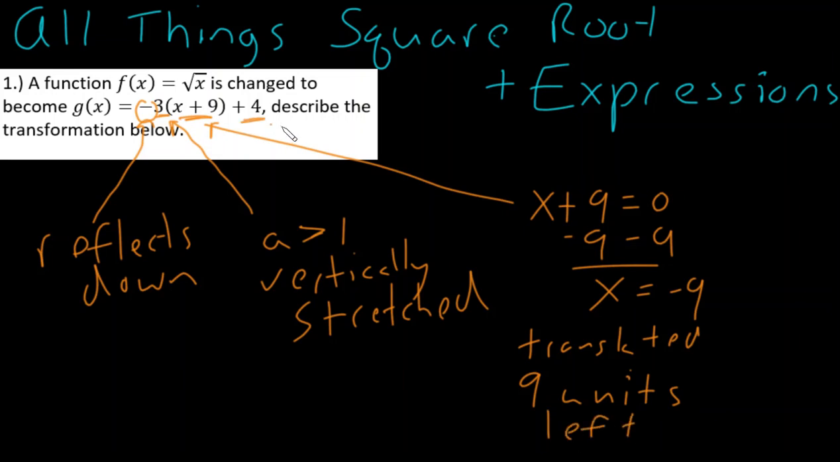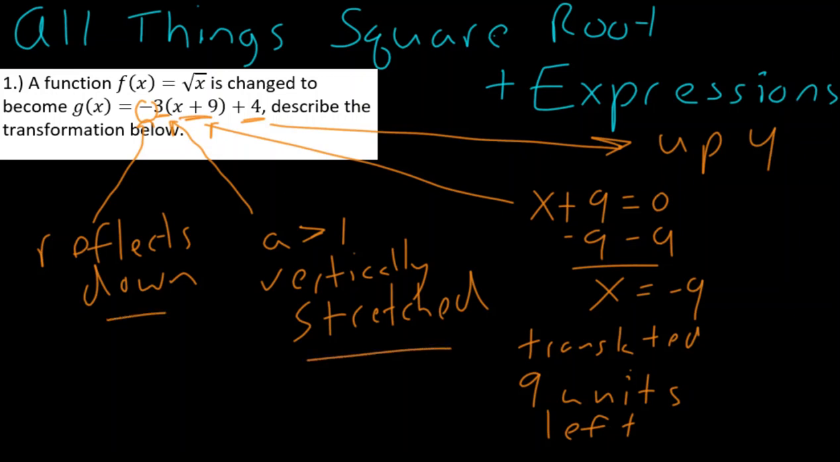And our very last thing, we have this plus 4. We know that it's going to go up 4. All right, well, that is our transformations. It's reflected down, vertically stretched, translated 9 units to the left, and up 4. All right, let's move on to example number 2.